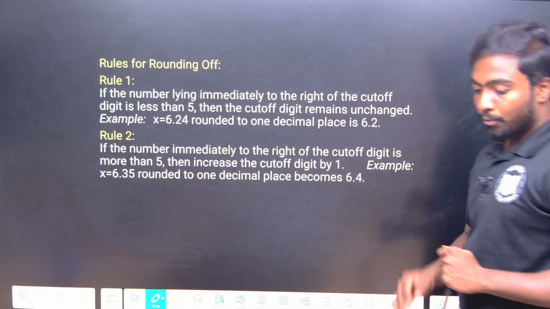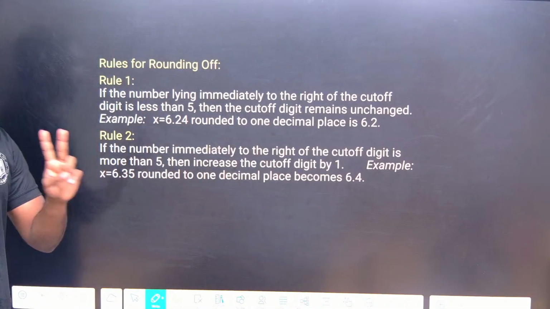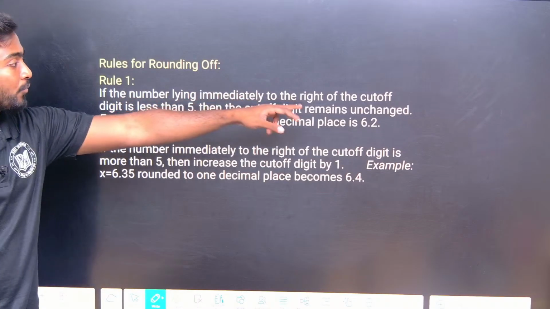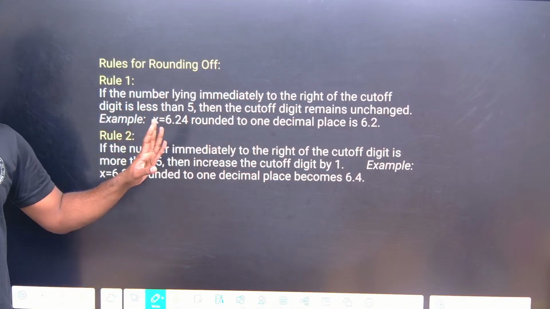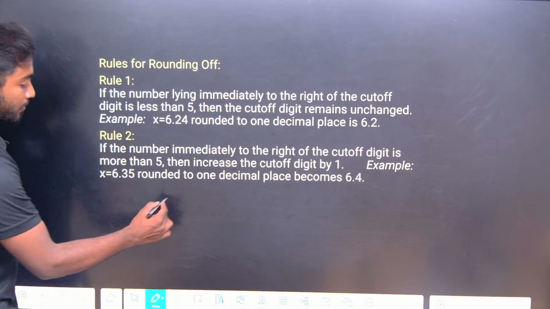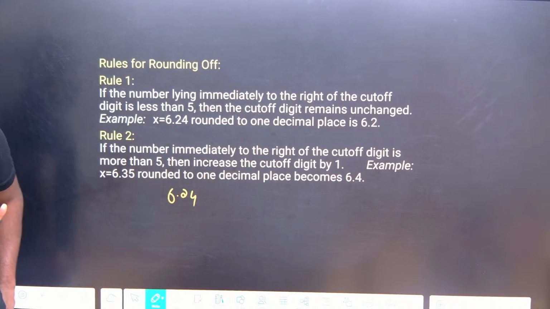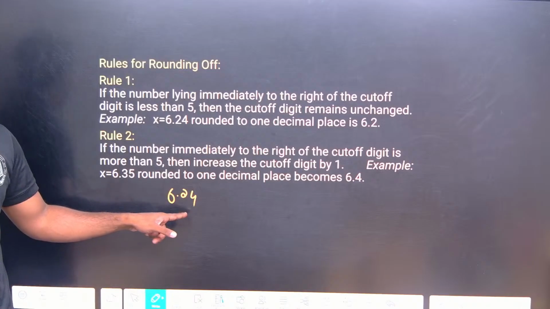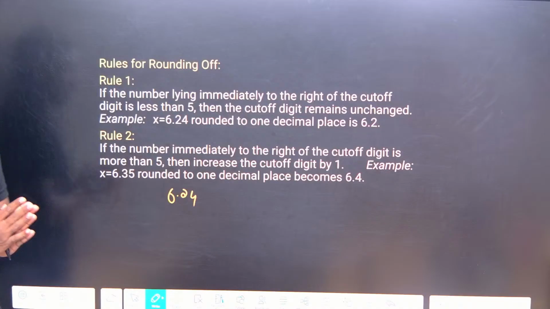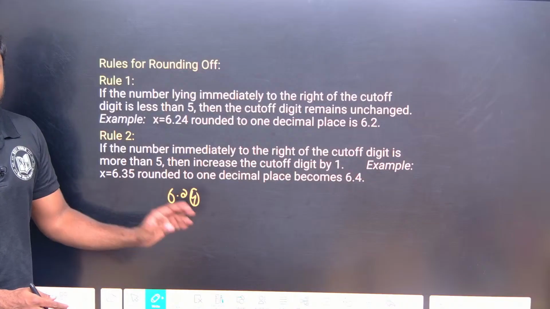So now we have completed significant figures. Now rounding off. Rounding off has 2 rules. Rule number 1: if the number lying immediately to the right of the cutoff digit is less than 5, then the cutoff digit remains unchanged. Suppose 6.24 is there. I need to take only 2 significant figures. How many significant figures are there? 3. They are asking me to write in 2 significant figures. How should I write it? I need to eliminate this number. So there is a rule.